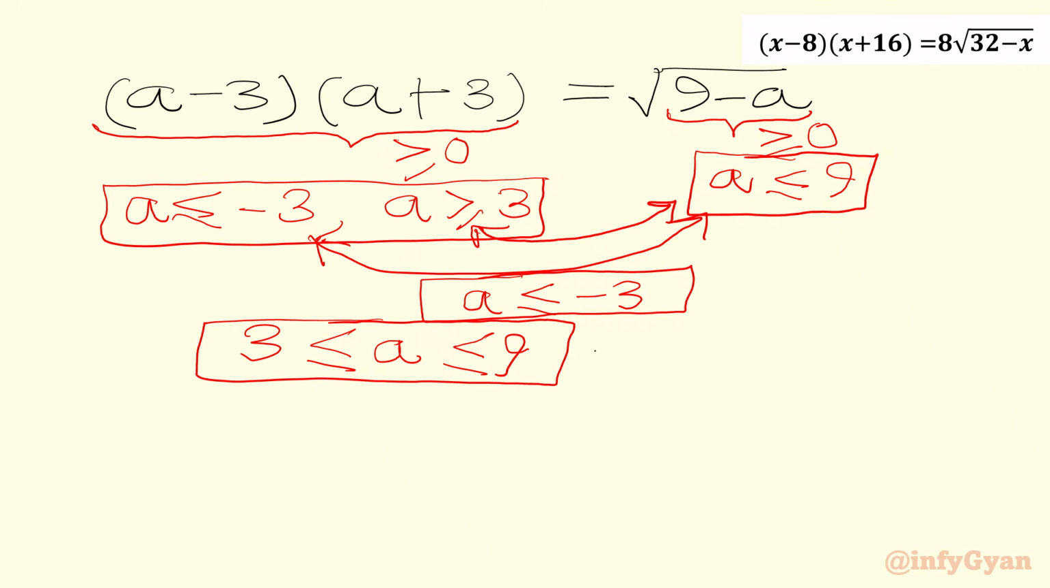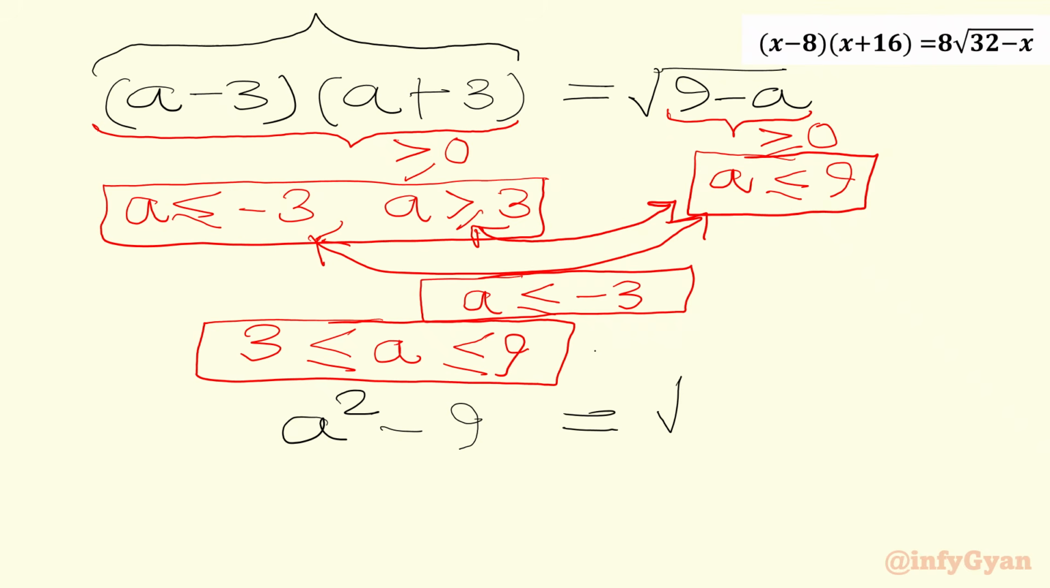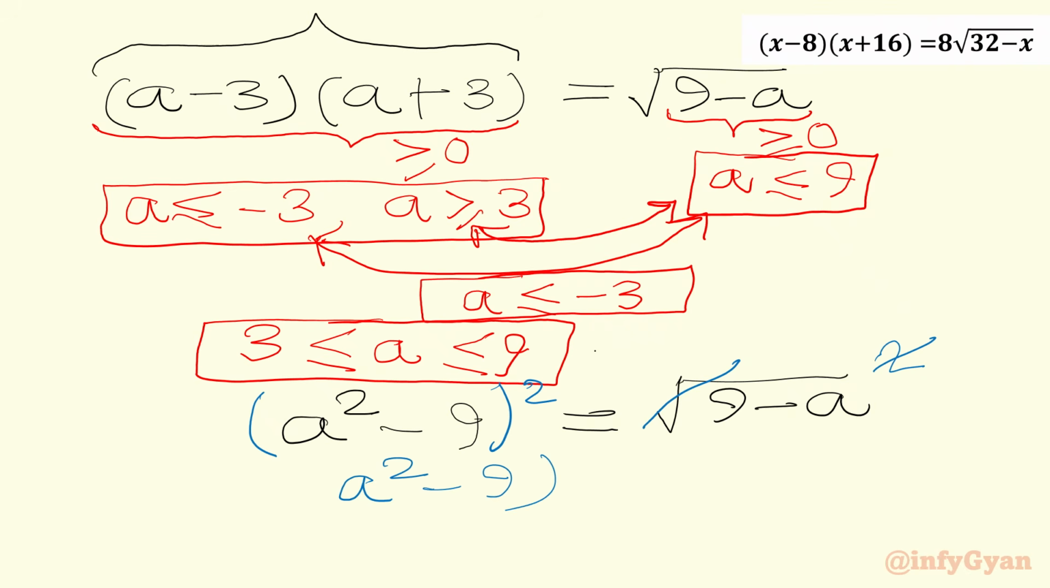Now we will be using the difference of two squares formula over here. So we can write a square minus 3 square, which is 9, equal to the square root of 9 minus a. We have a square root on the right hand side, so we can square both sides. Now we will cancel the square root with the square on the right hand side. We will write the equation a square minus 9 whole square equal to 9 minus a.